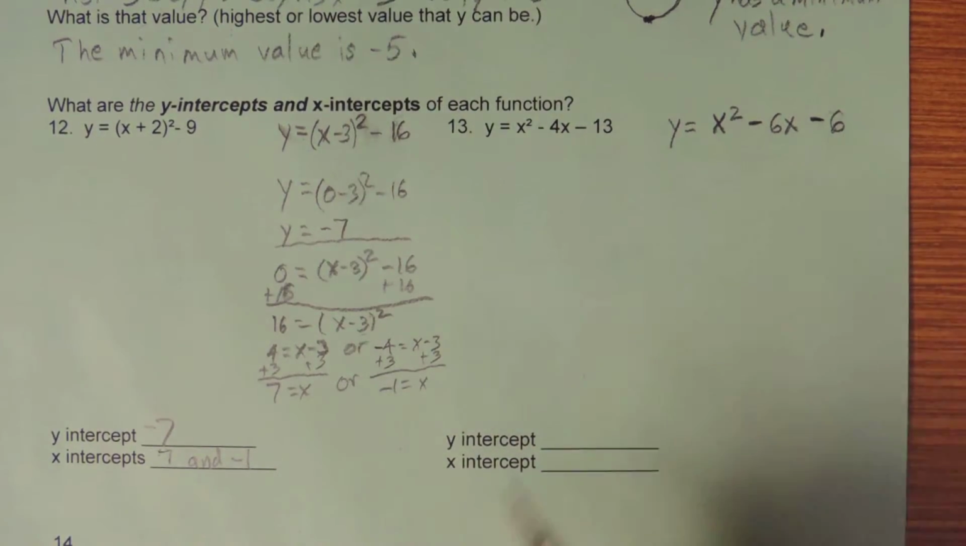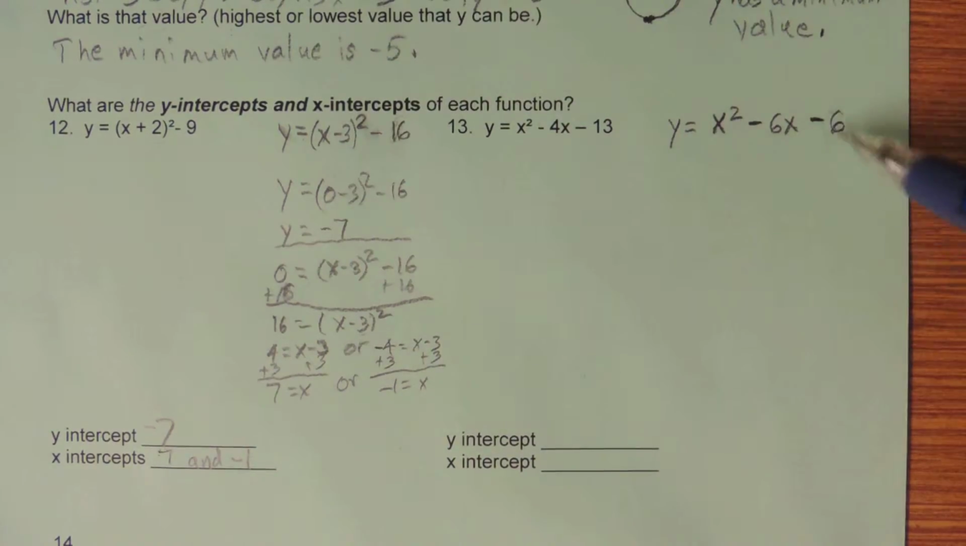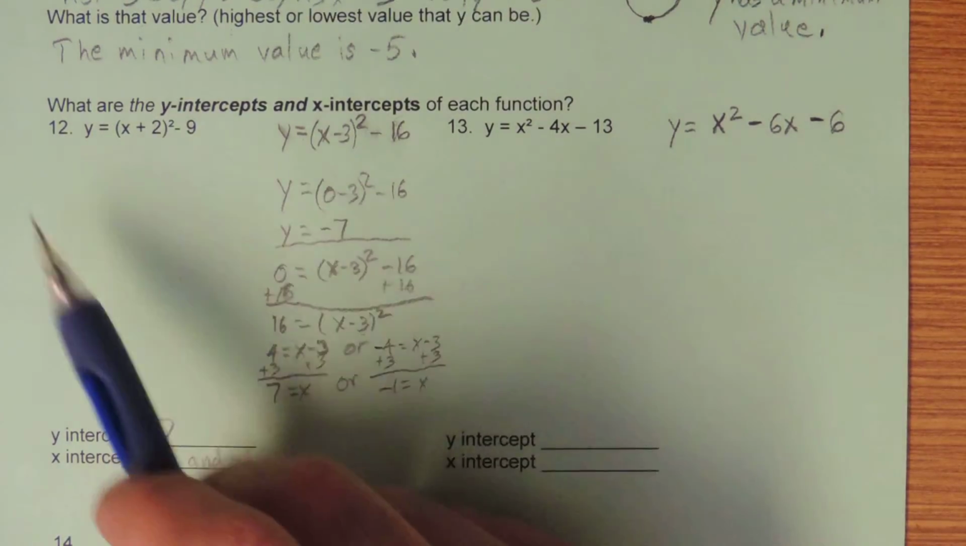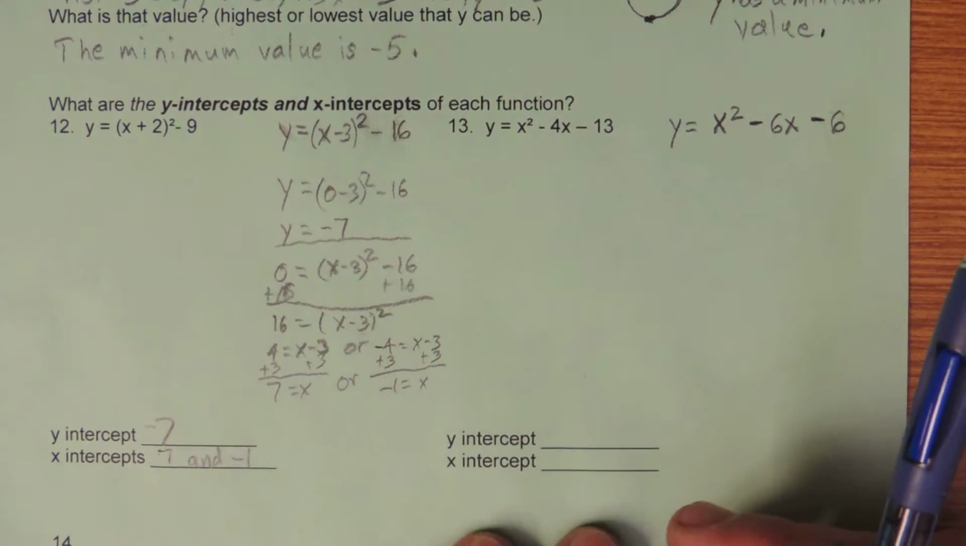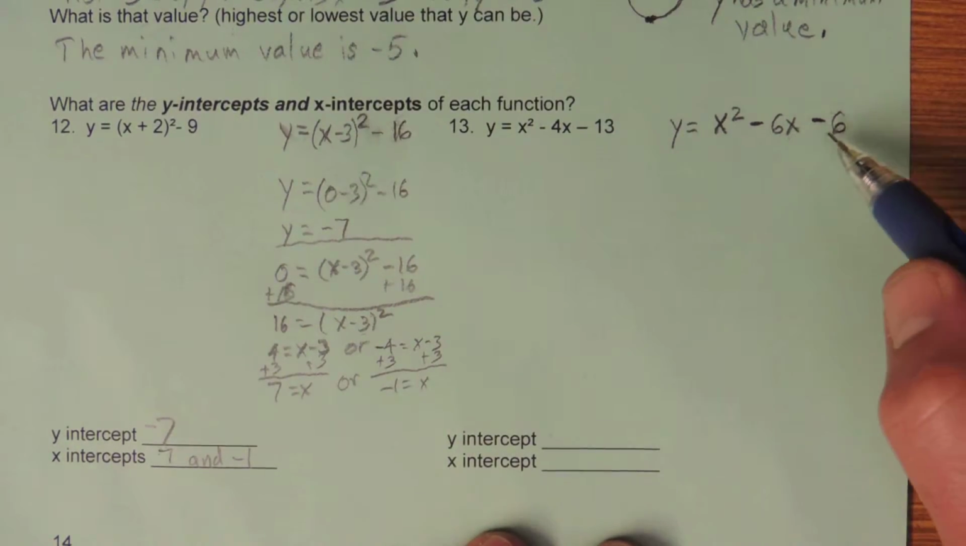Problem number 13 has the standard form. It's a little bit different, but the idea is the same. Once again, I've made another problem here that I'm going to work so that you can see how to do it, and you can then do question 13 and question 12 on your own. With this one, x squared minus 6x minus 6.